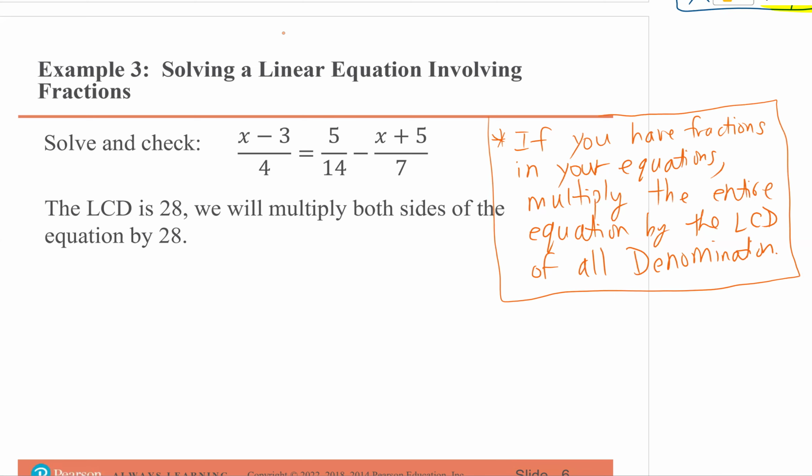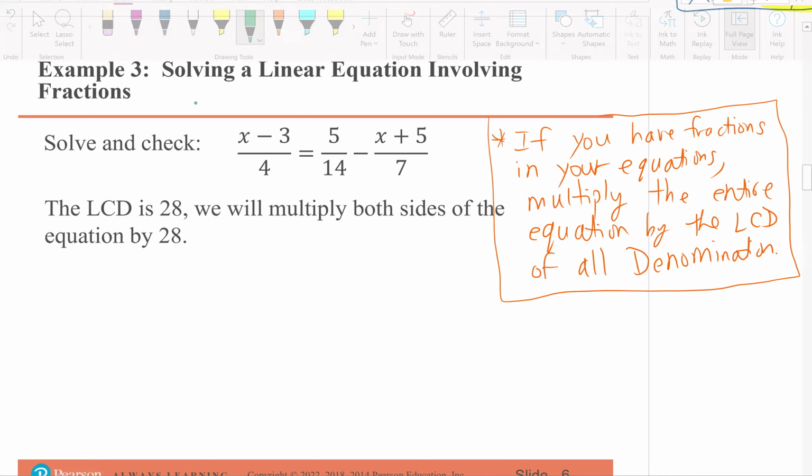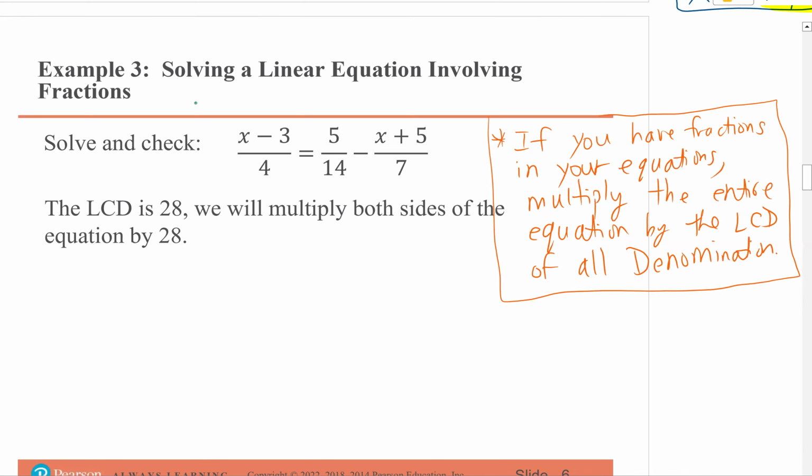And it seemed like magic. We multiplied everything top and bottom by the least common denominator of all the little denominators. And then magically all the denominators disappeared. That's going to be the same thing here. We have a denominator of 4, which is 2 multiplied by 2. We have a denominator of 14, which is 2 multiplied by 7. And then we have a denominator of 7, which is already a prime number.